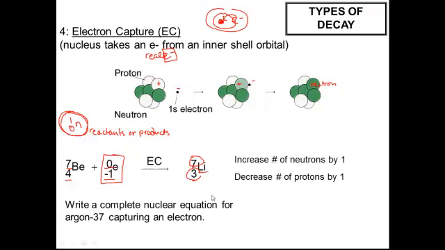Our example here is argon-37. So argon-37, the atomic number is 18. If it undergoes electron capture, what will we get? 37 plus 0 is 37. 18 minus 1 is 17. So we get chlorine 37.